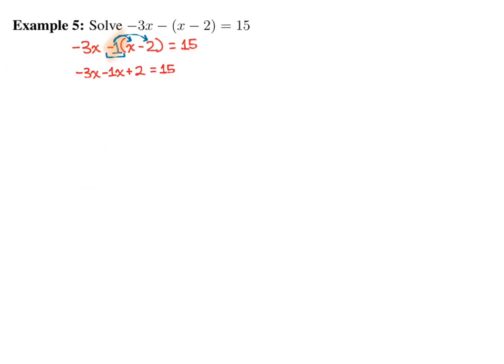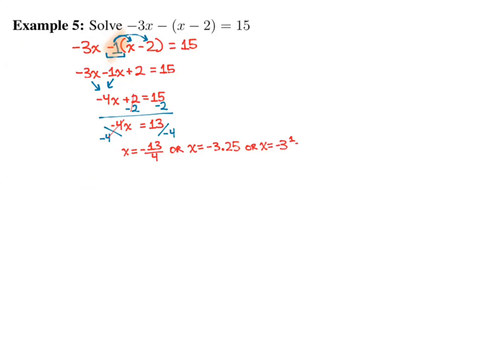It's all tricky details. All right, combining like terms, -3x minus 1x is -4x. Now we can subtract 2 from each side. Bye-bye 2's. -4x equals 13. Divide each side by -4. And x equals -13/4, which is like -3.25, or -3 and 1/4.